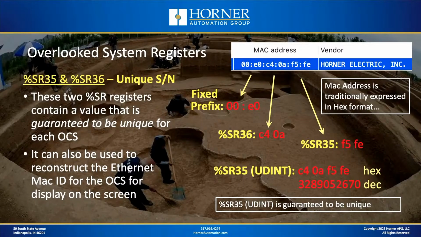00E0 in hex. That is not unique on every OCS. So therefore, that's not even part of a system register because it's always the same. However, the next octets, the ones that are unique, are contained in SR35 and SR36. If you look at the bottom right of the screen, you can see that if you take a look at SR35 as an unsigned double integer, you have 32 bits, effectively, that are unique, whether you display it in hex or in decimal.